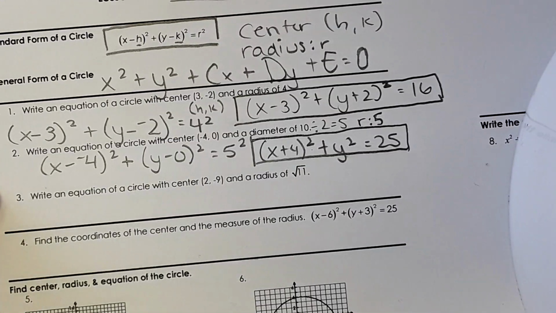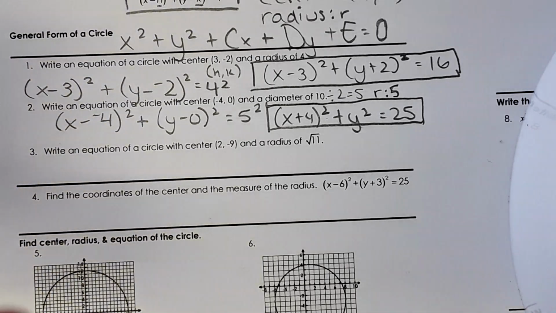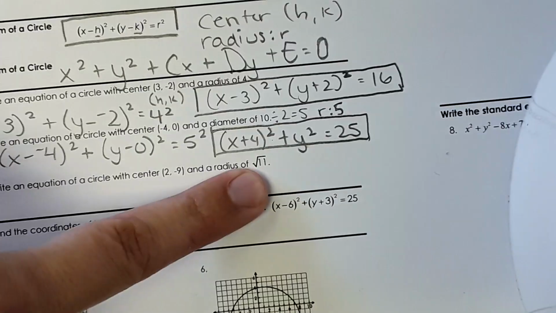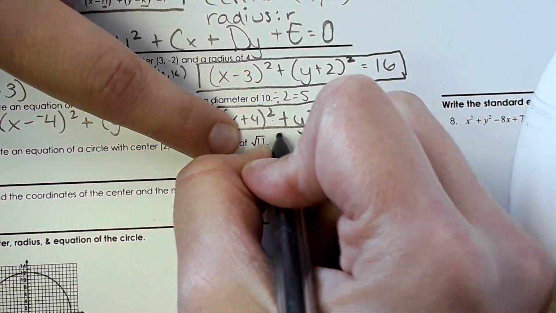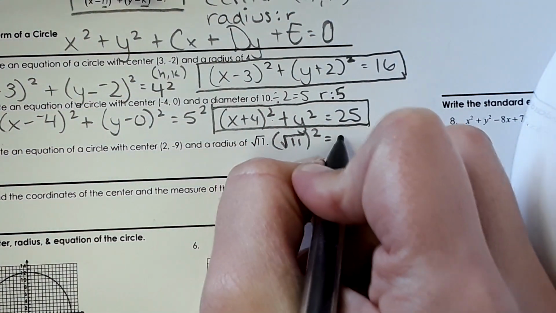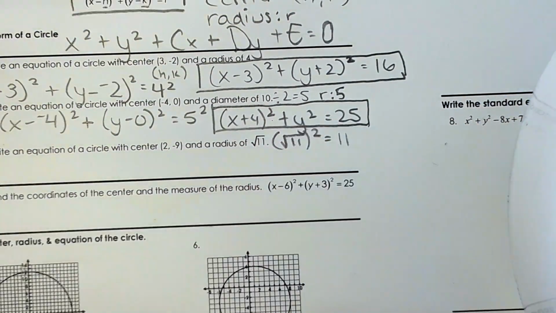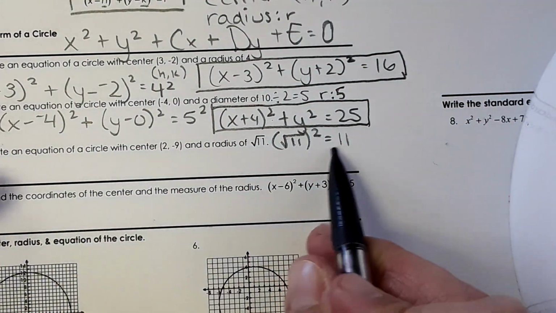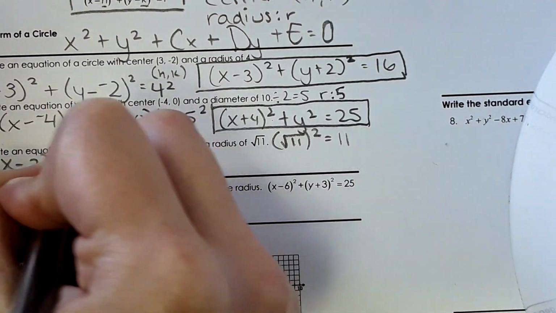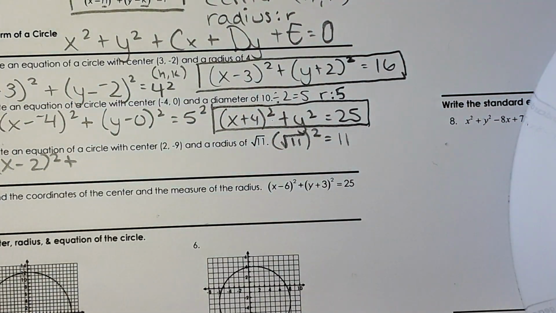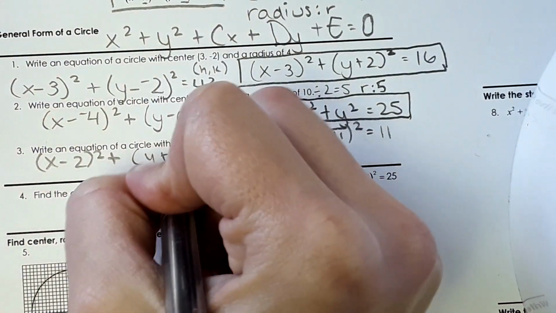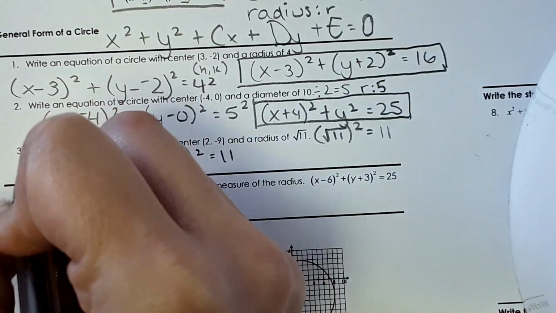Okay, as you know, each example is going to be a little bit different. They're going to bring in something new. Write an equation for the circle. Here's the center, and then the radius is square root of 11. We're going to have to square that number. So square root of 11 squared, easy enough, is just 11. So when I write it, I'm going to use 11. So x minus 2 squared plus, and then it's going to be y minus -9, so I'm just going to write down y plus 9 squared equals 11.